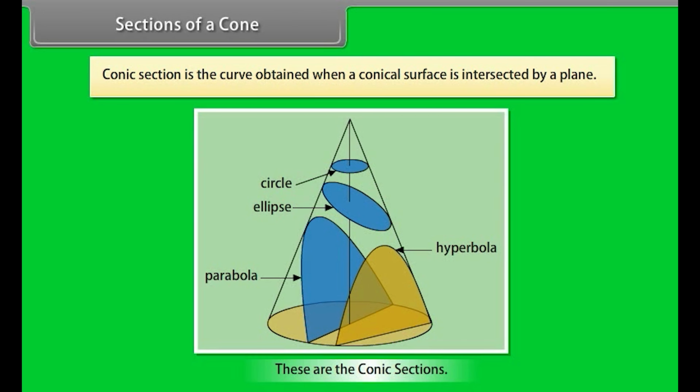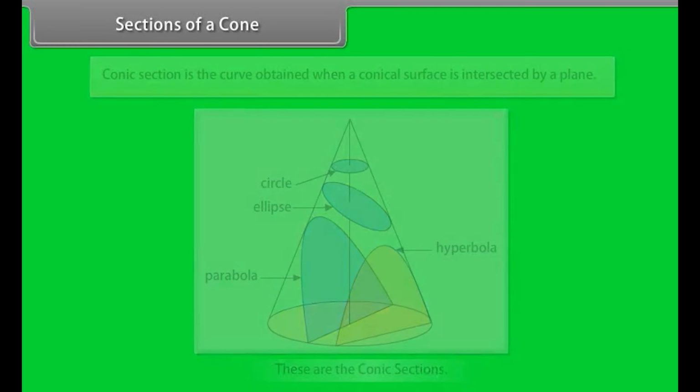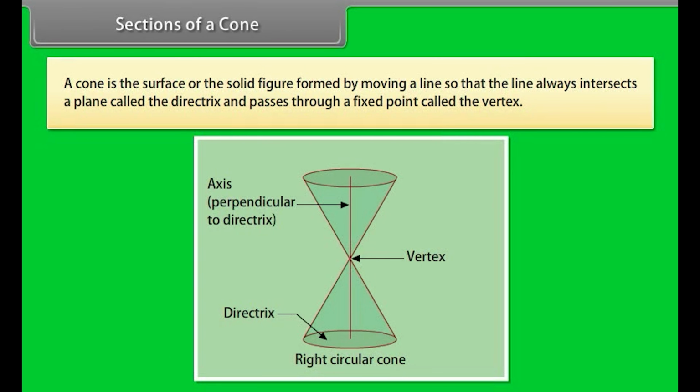Sections of a cone. A conic section is the curve obtained when a conical surface is intersected by a plane. We know that a cone is the surface or the solid figure formed by moving a line so that the line always intersects a plane called the directrix and passes through a fixed point called the vertex.